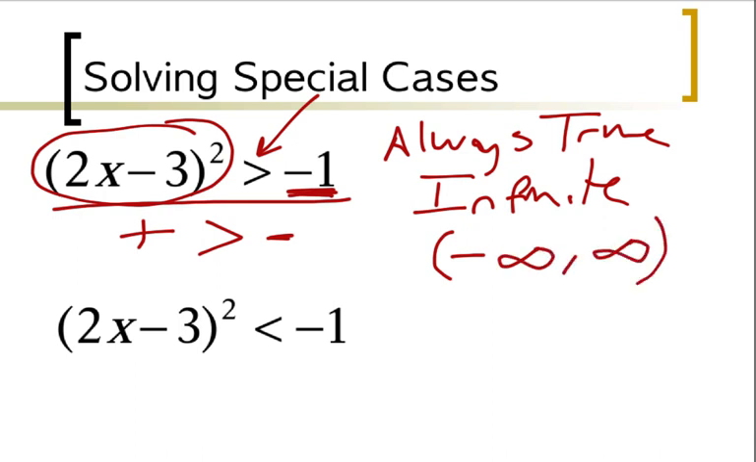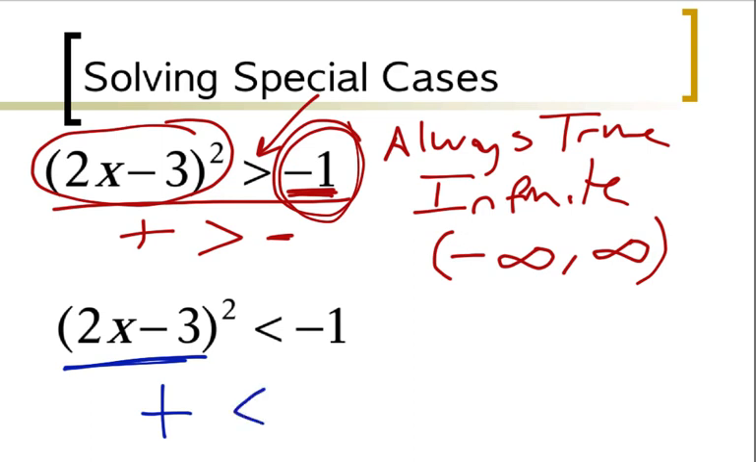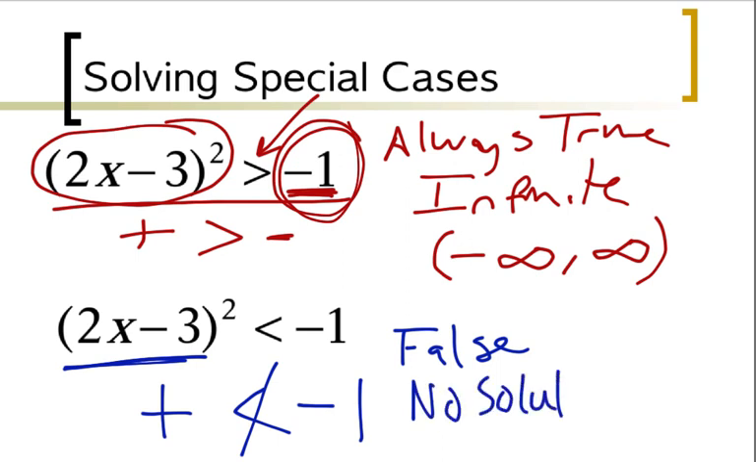So these ones are nice because you know how they work. The key is noticing that it's actually a special case and actually thinking about it before you do the problem. The second one is similar. Anything you square is always positive, and that is never smaller than a negative 1. So this is not true, this is false. If you have a false statement, then it's no solutions. And another way to write no solution is the null set, which is a 0 with a line through it. Okay, so these are two special cases.